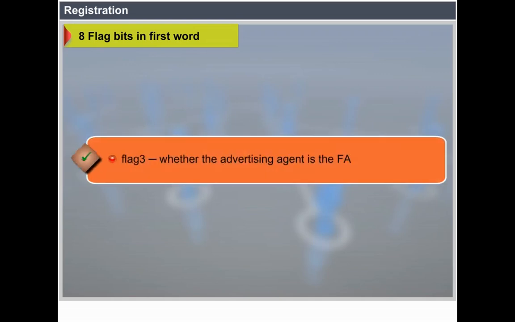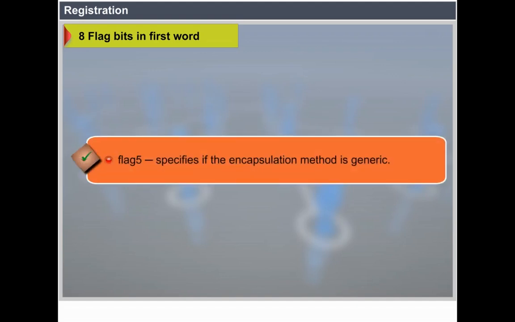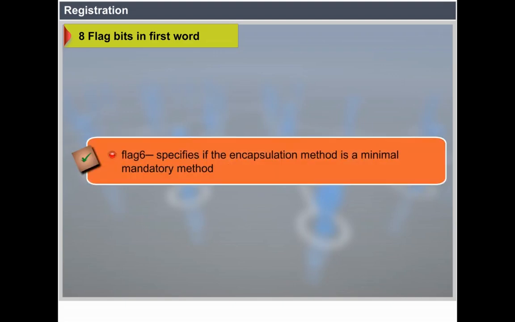Flag 3 specifies whether the advertising agent is the FA. Flag 4 specifies whether the MN requests the previous mobility binding to be retained. This permits both the new and previous mobility bindings. Flag 5 specifies whether the encapsulation method is generic. Flag 6 specifies whether the encapsulation method is a minimal mandatory method.